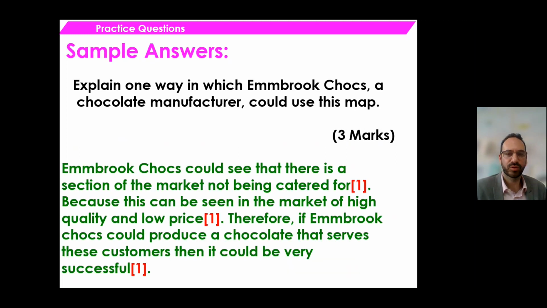Explain one way in which Embrook Chocks, a chocolate manufacturer, could use this map. So Embrook Chocks could see that there is a section of the market not being catered for, because this can be seen in the market of high quality and low price. Therefore, if Embrook Chocks could produce a chocolate that serves these customers, then it could be very successful.